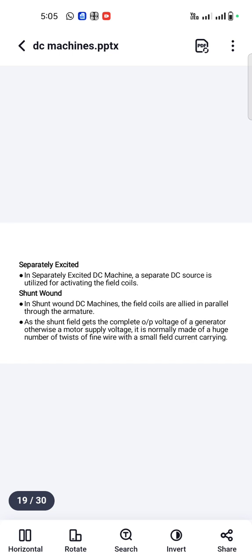What is torque? You know force, right? If an object is moving in a straight line, that is force, a pull or push. What about torque? In rotation also we need a force, right? That force is torque. Then the compound machine: it is the combination of both series and shunt. For better, balanced performance, we use the compound machine.